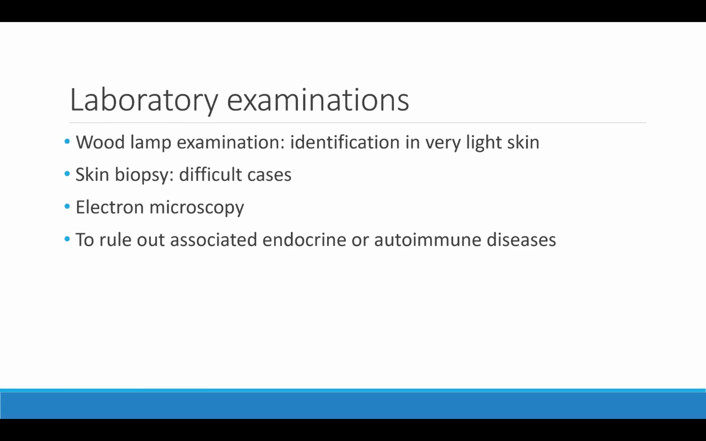Wood's lamp examination can be used to identify lesions in very light skin, and skin biopsy may be required in very difficult cases. Electron microscopy can also be used, and you also have to remember to rule out associated endocrine or autoimmune diseases.